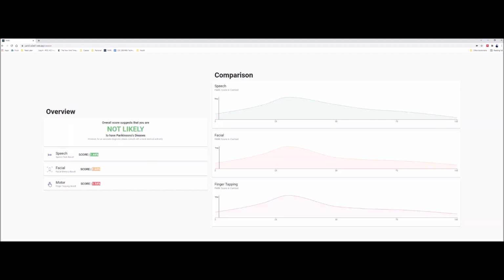The framework has determined that I'm not likely to have Parkinson disease. It also provided individual probability based on speech, facial expression, and motor movement.